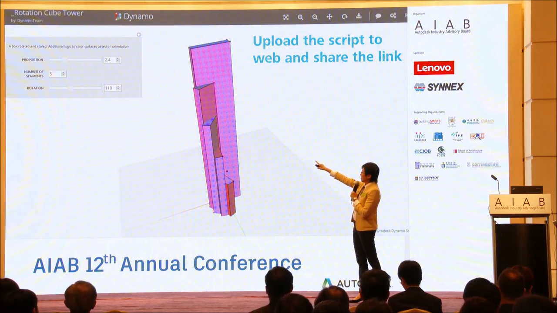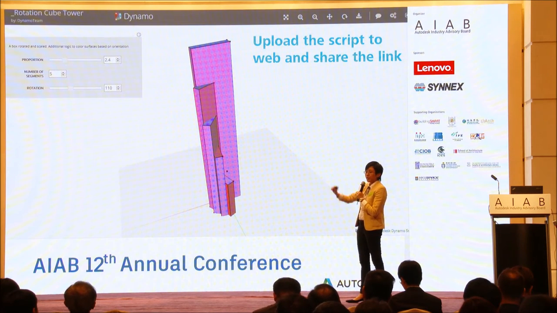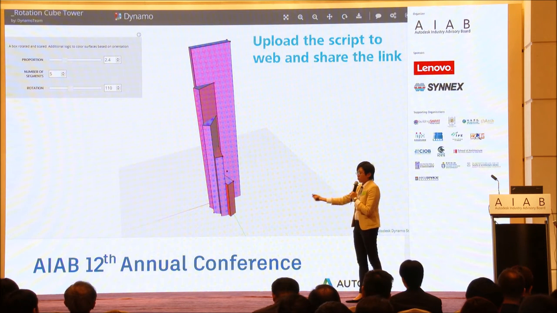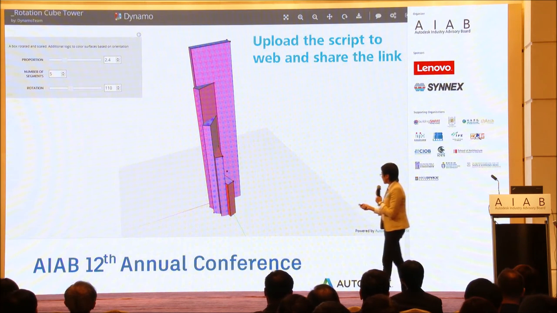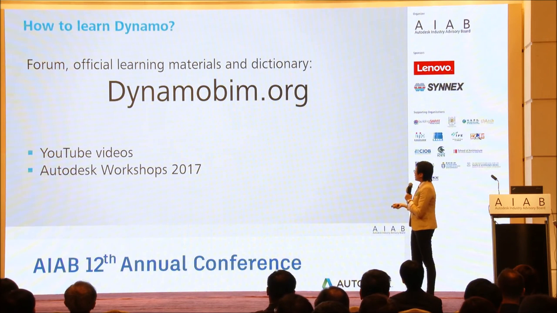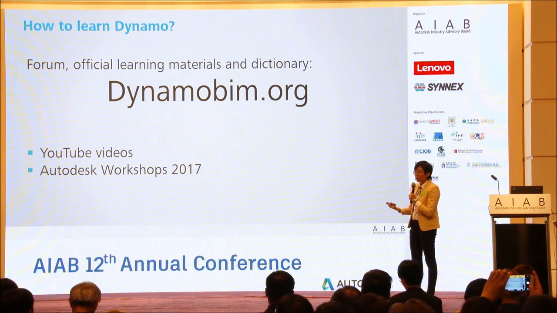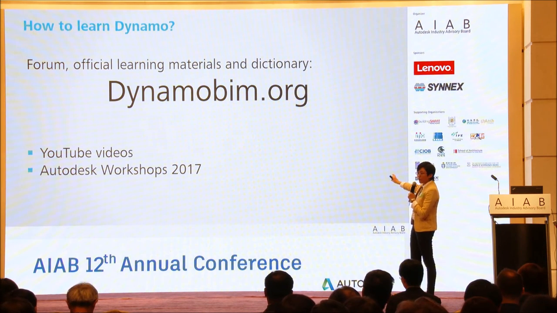They have the proportion, rotation, number, segments, which are the parameters you set in the Dynamo script. They can see the result by stretching all the sliders and seeing the difference in the work. And if you want to learn more and download Dynamo, you can go to this website. This is the official website, dynamobim.org.